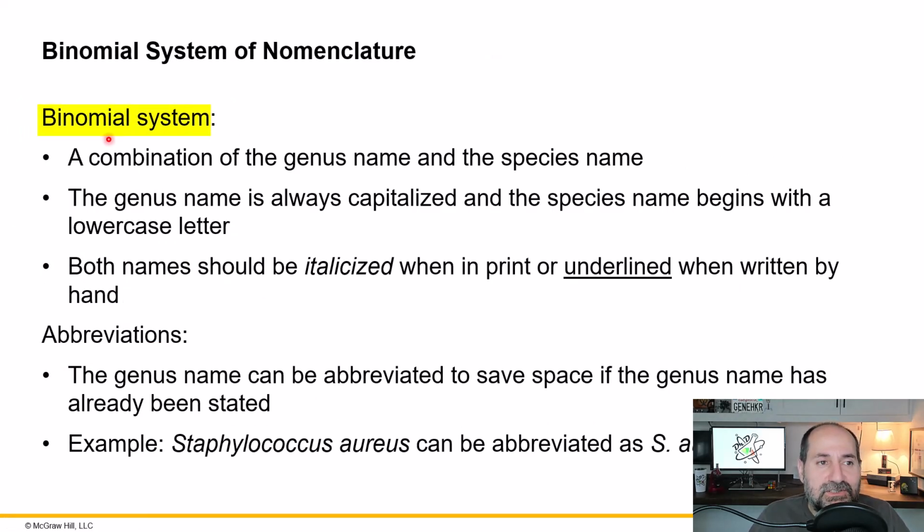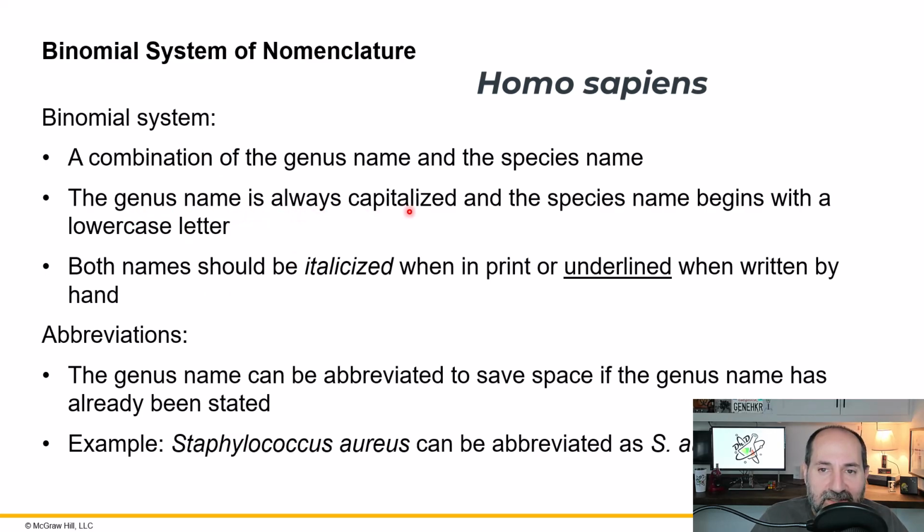Binomial nomenclature. You definitely need to know this for the exam. Do you remember binomial nomenclature? For example, if you want to say the proper scientific name for the human species, you would say it's Homo sapiens. But remember, the proper way is that the genus name, the first word, is always capitalized, and the species name begins with a lowercase letter.